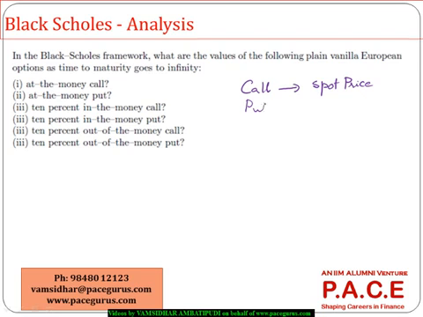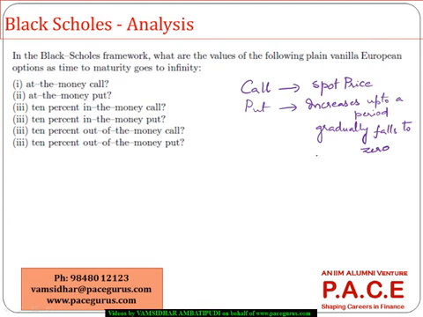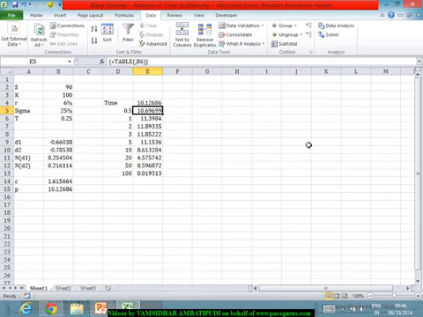Whereas in case of a put, it increases up to a certain period and after that gradually falls to 0. So it approaches 0 as the time to maturity goes to infinity. So an easier way for us to analyze from this kind of tabular or example-based approach, all these kinds of relationships can quite comfortably be understood and evaluated.